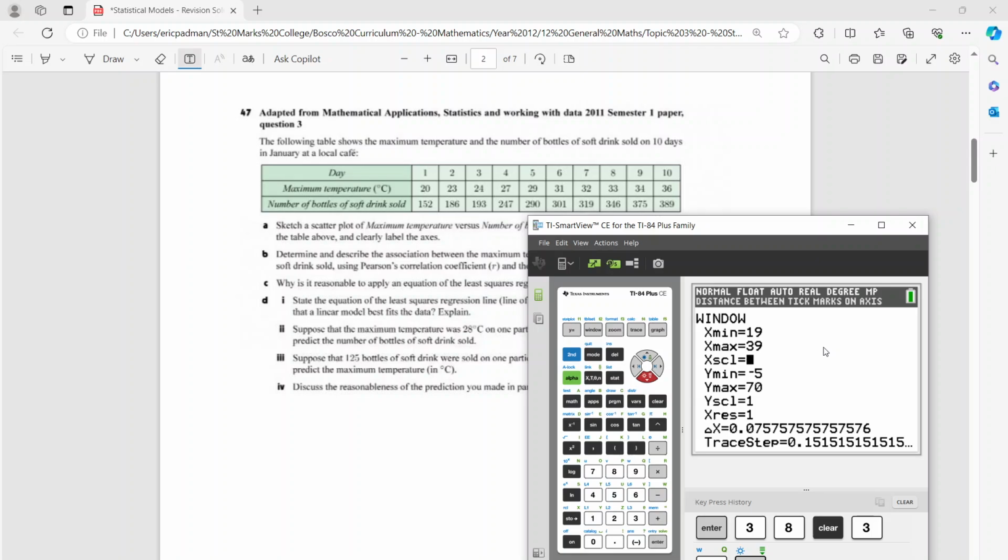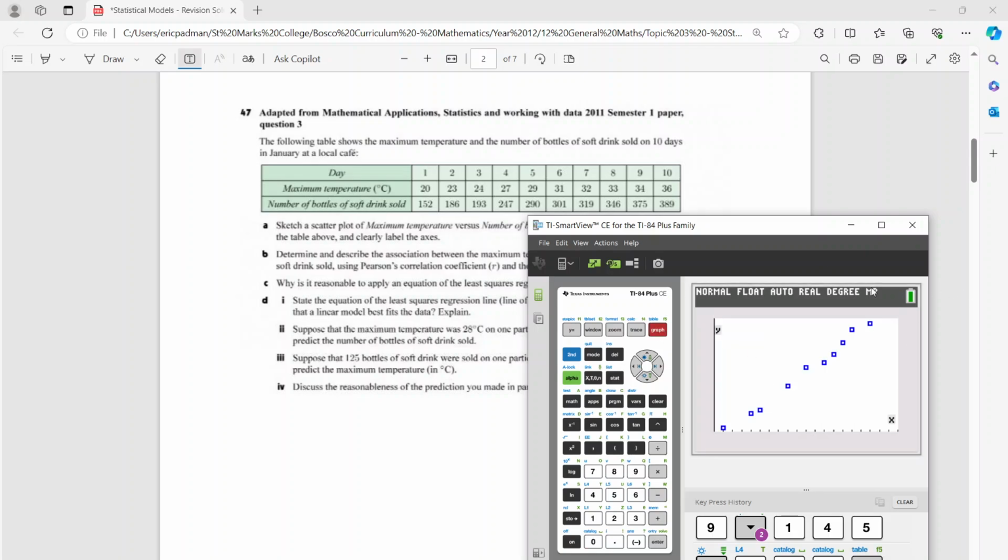Y min, okay. Well, again, I'm going to have to jump up a bit. I'm going to do 145, and I'm going to go up to 400. Just give a little bit of a buffer above and below the actual data just to see all the points correctly. Let's see what happens. Okay. And you can count your points to make sure you got them all. 1, 2, 3, 4, 5, 6, 7, 8, 9, 10. Yes, I can see all of them.